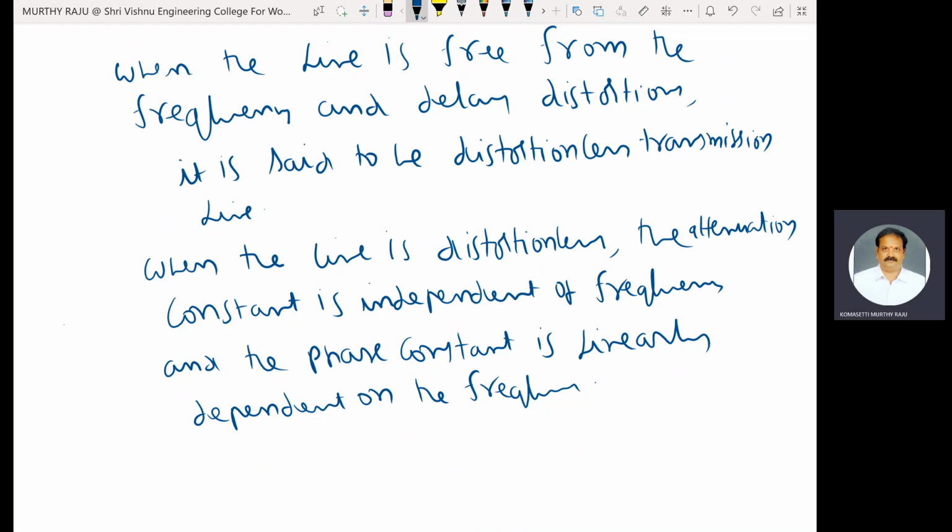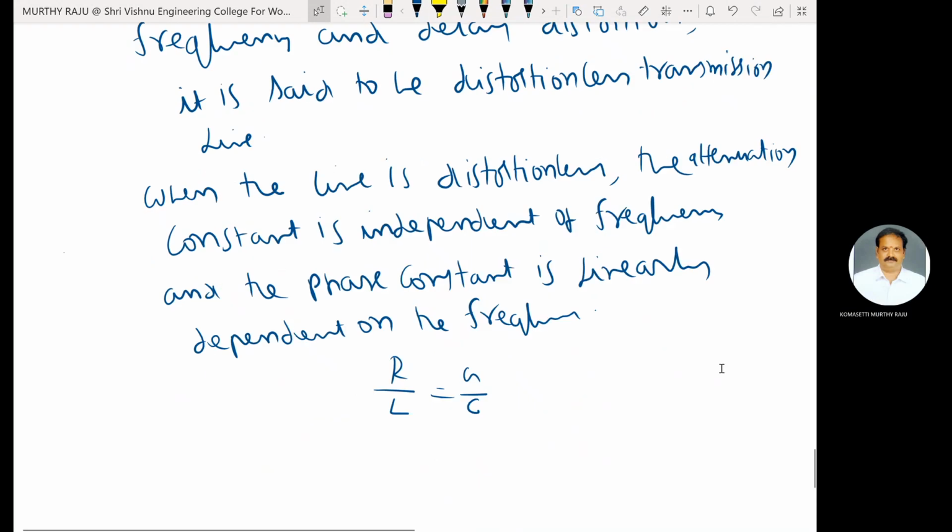The distortionless transmission line exists when the distributed parameters of the line, that is R, L, G, C, are related as follows: R by L is equal to G by C.